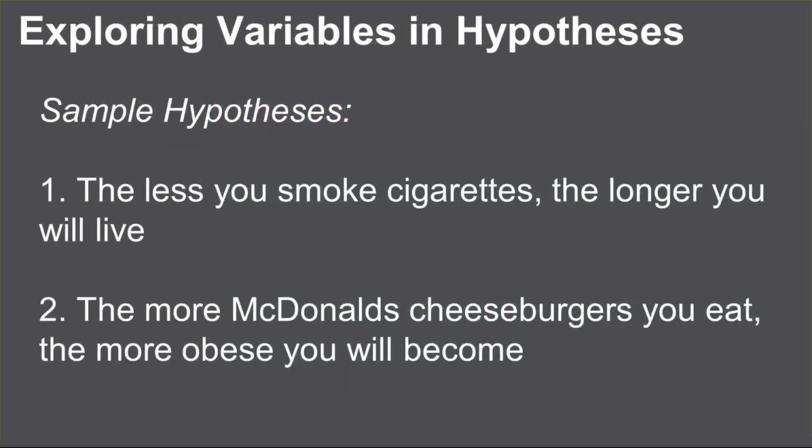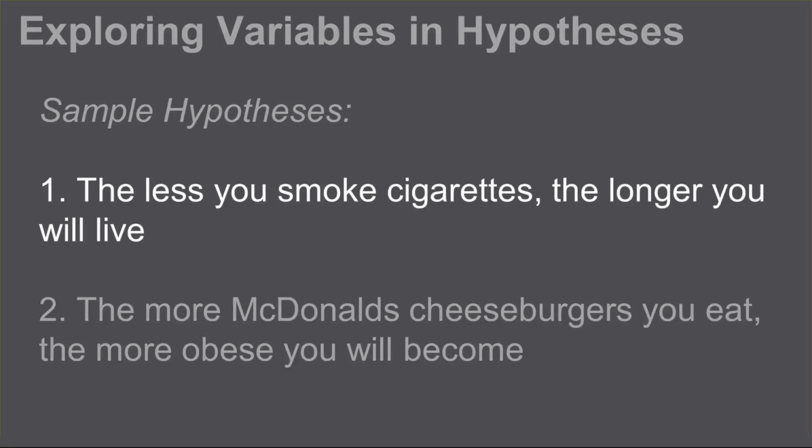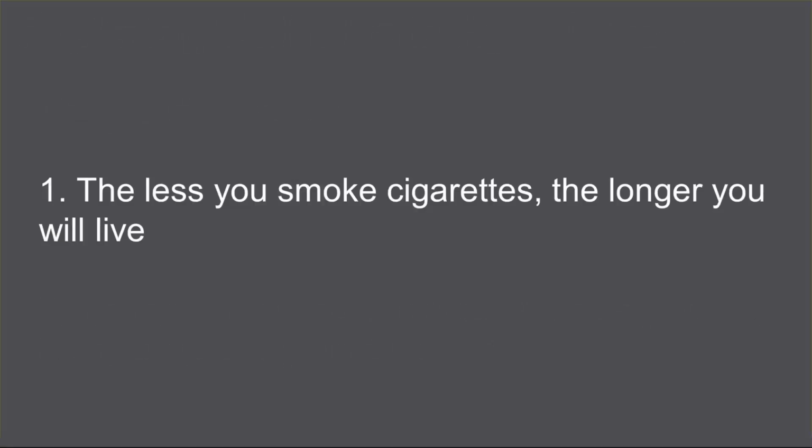So to do that, I want to use a few sample hypotheses. So here we have two basic hypotheses. They're not necessarily true and accurate and tested, they're just two hypotheses. The first is the less you smoke cigarettes, the longer you will live. And the second is the more McDonald's cheeseburgers you eat, the more obese you'll become. So as we start to look at these two hypotheses, and we know hypotheses have to do with variables and the relationship between them, let's start with the first one, the less you smoke cigarettes, the longer you will live. What do we think the variables in this statement are?